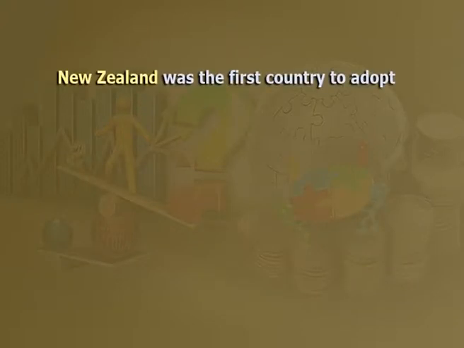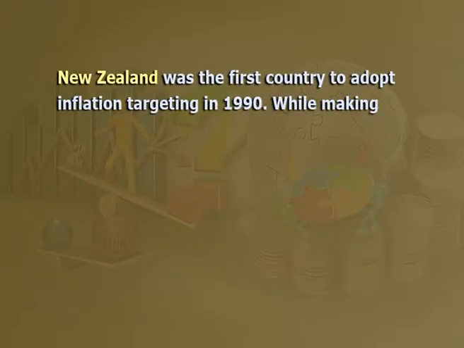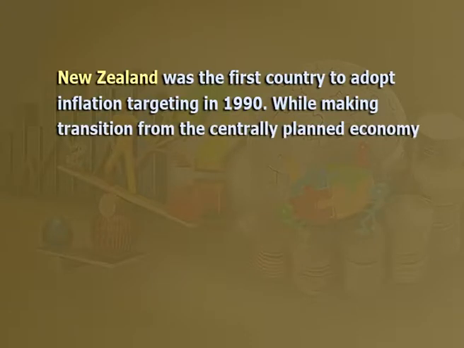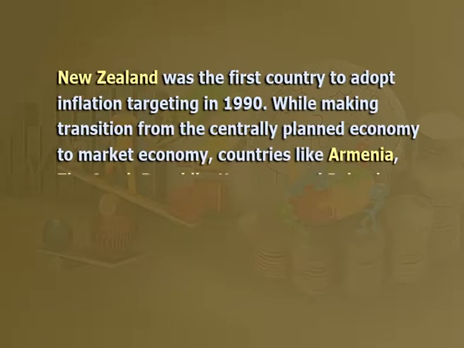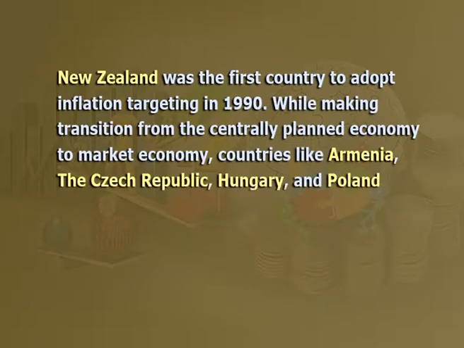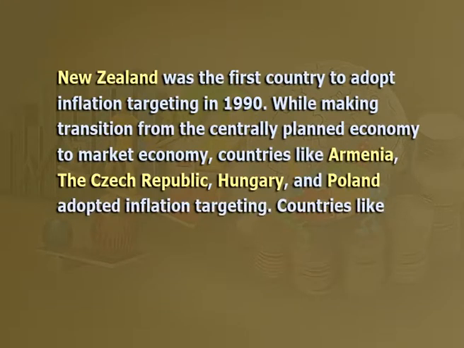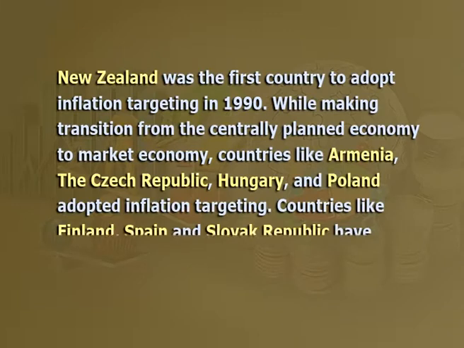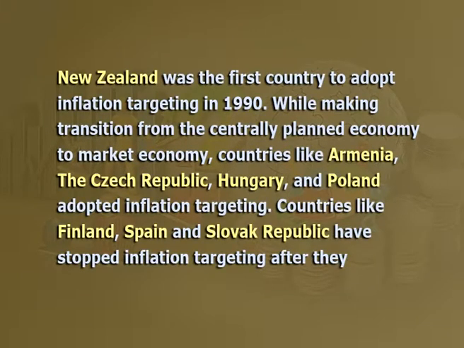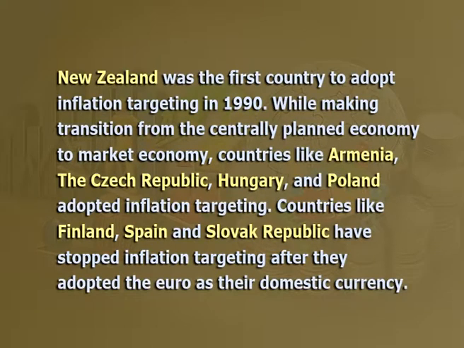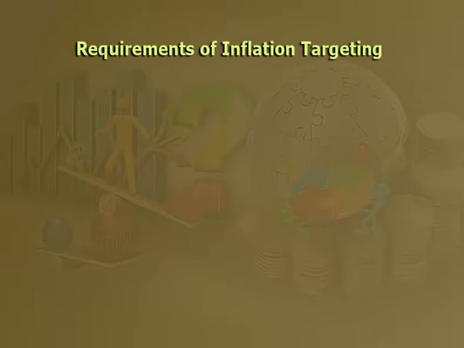New Zealand was the first country to adopt inflation targeting in 1990. While making the transition from the centrally planned economy to market economy, countries like Armenia, the Czech Republic, Hungary and Poland adopted inflation targeting. Countries like Finland, Spain and Slovak Republic have stopped inflation targeting after they adopted the euro as their domestic currency. Friends, now let us look at requirements of inflation targeting.